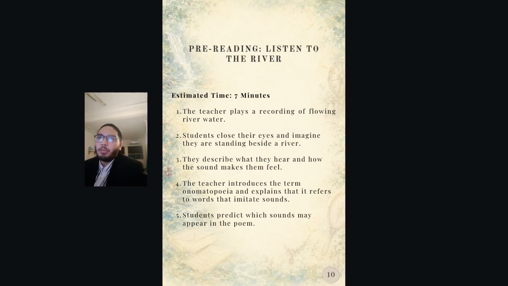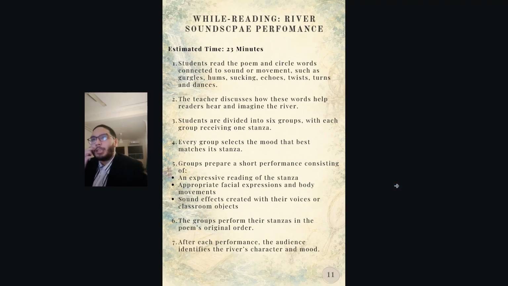Here is a pre-reading in which they will listen to a recording, and they just close their eyes and imagine the atmosphere with a river inside. And then while reading, they will read the poem, and they circle the words connected to the sound or movement that they experienced in the pre-reading stage.